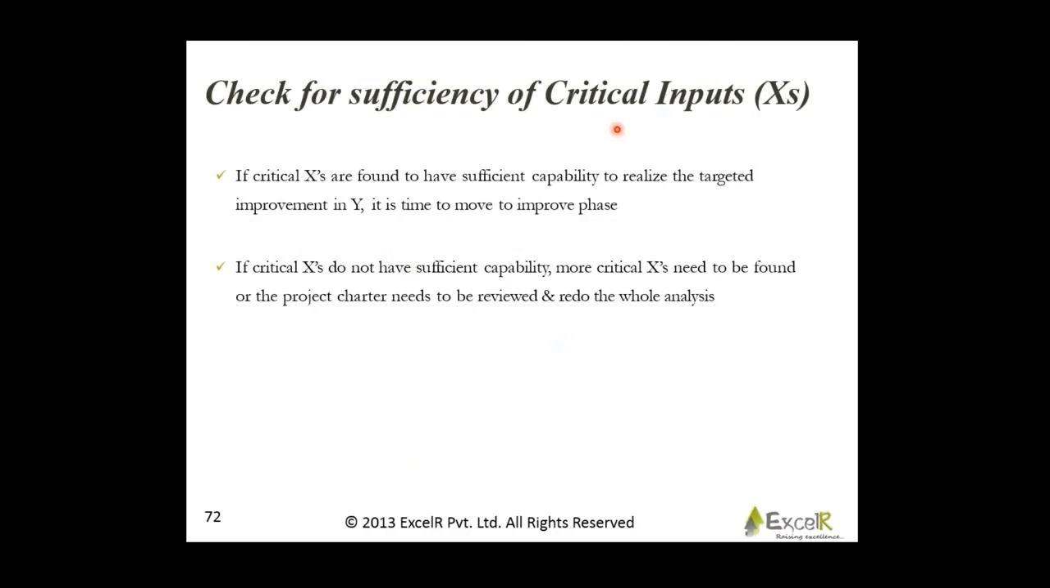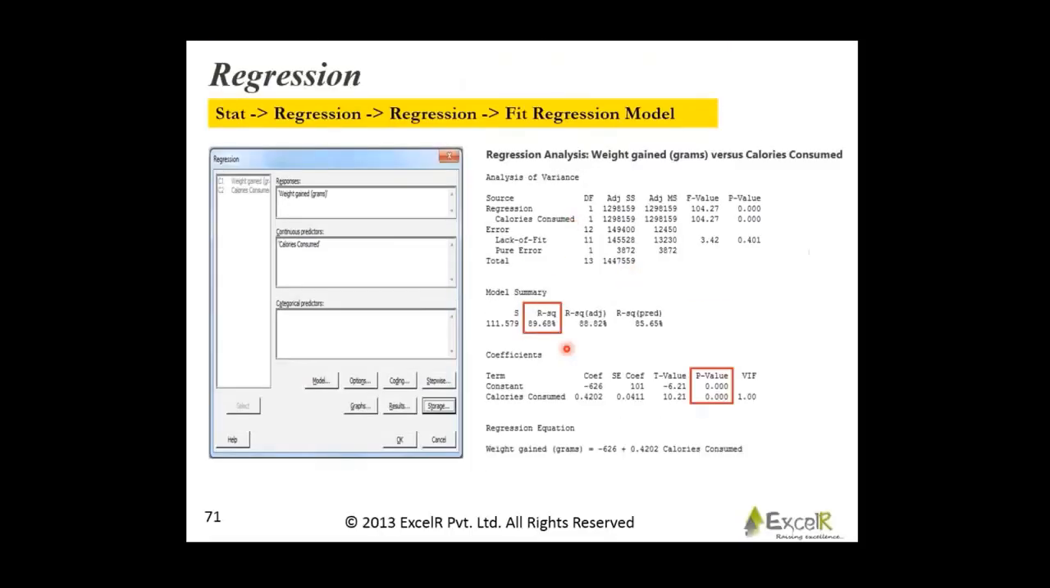Check for sufficiency of critical inputs. In this particular equation, assume that calories consumed was an insignificant variable. That means the P value was greater than 0.05. That means this X variable will not be used, or you cannot use it for predicting your weight gained. And I need to go back and identify a few more inputs, X's, right?